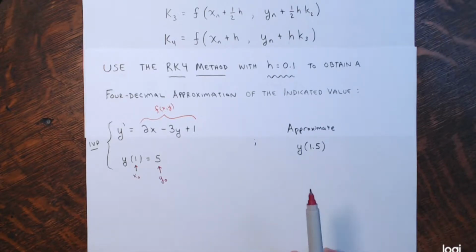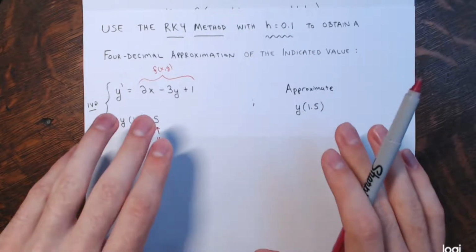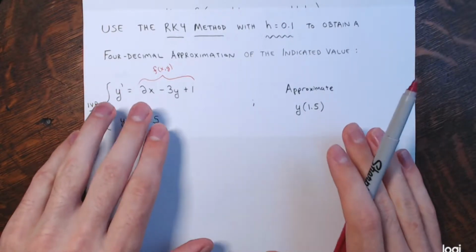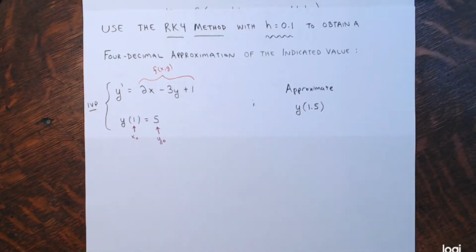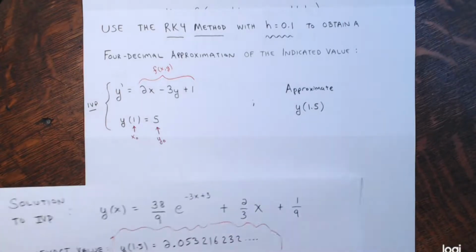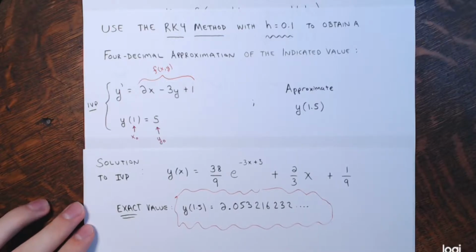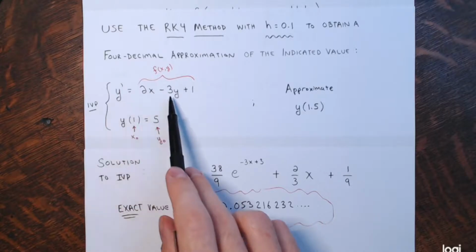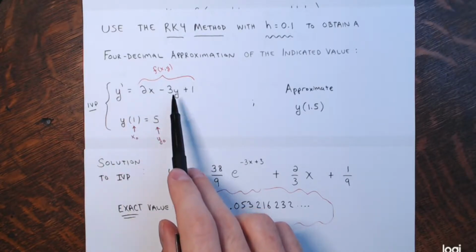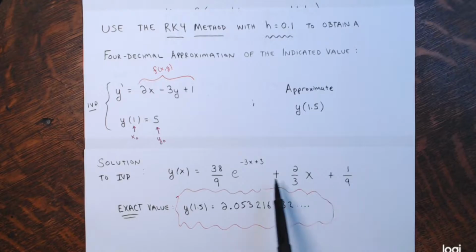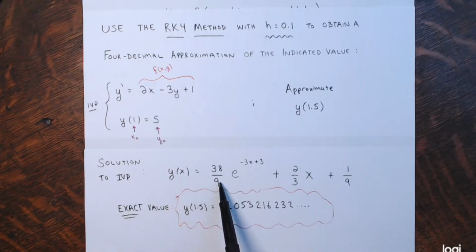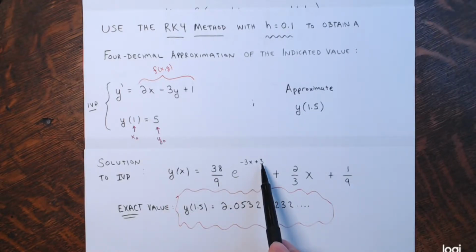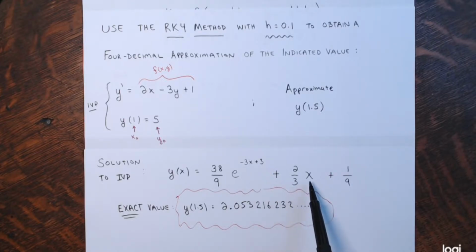Now, as I said, I have done this same example with the Euler method and improved Euler's method, and if you've seen those two videos, you know the exact solution to this. I have that written here. This is the same as I had in the last video. This is a linear, non-homogeneous equation in y. You should be able to solve it. Here's the solution curve: y equals 38/9 times e to the negative 3x plus 3, plus 2/3 x plus 1/9.